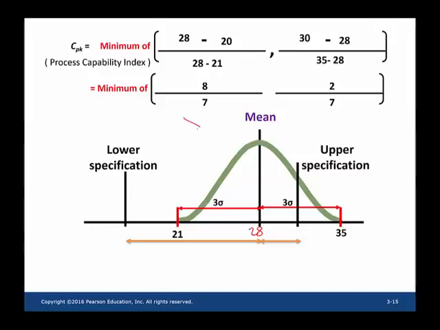So this first ratio is greater than 1. This one is less than 1. Since the second ratio is less than 1, the process is not capable.